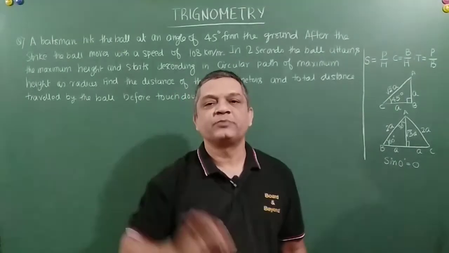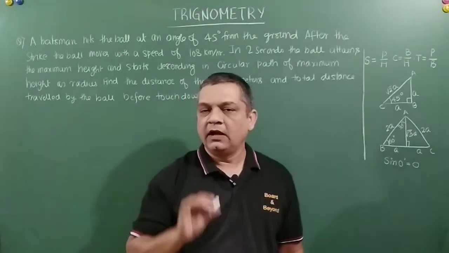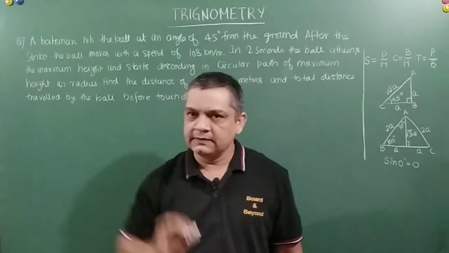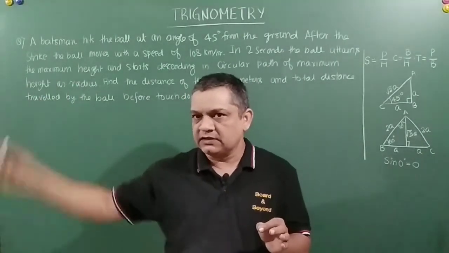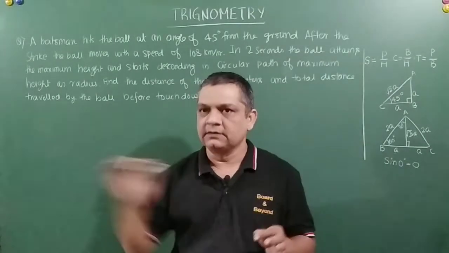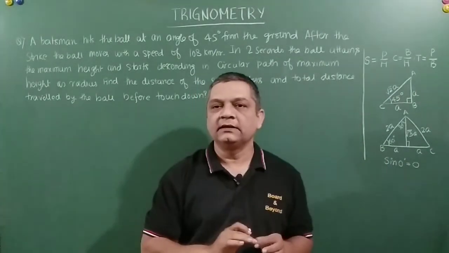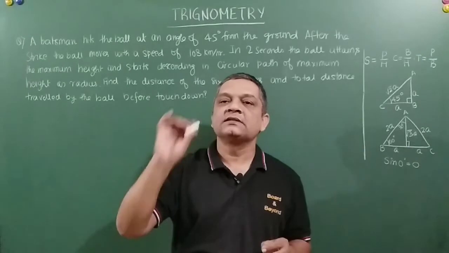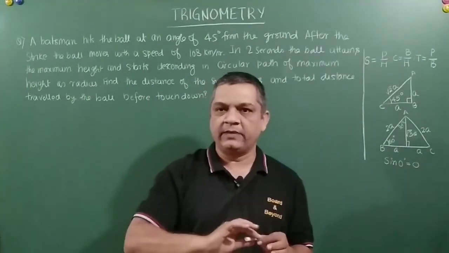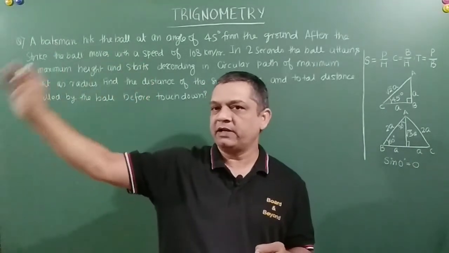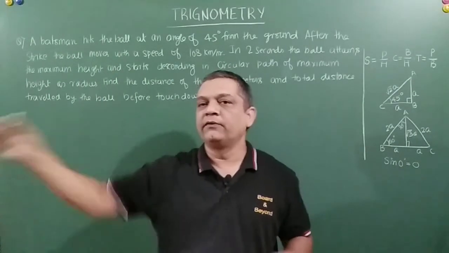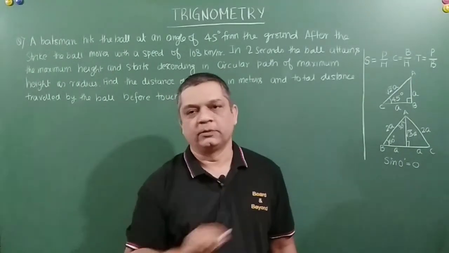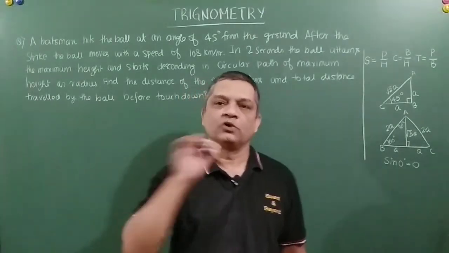And then we are expected to find two things here. What is the length of this six? That means from the batsman where the ball touched the ground, what is this length? One thing. Second thing, how much distance the ball has travelled. That means this distance plus the trajectory. How much distance the ball has travelled before it touched down. So this is the problem. So let's try solving it, friends.